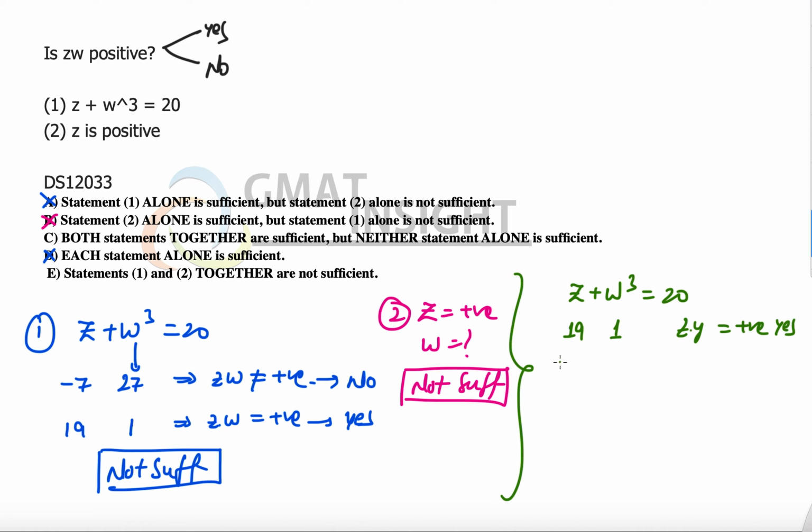But now we have to keep Z positive and we try to bring W negative, because our job is always to bring in uncertainty if that exists. So is there the possibility that Z is positive and W is negative? Then the answer is certainly yes. What if I take W to be minus 1? Then minus 1 cube will be minus 1, and in that case Z has to be 21, because 21 plus minus 1 will be 20, and in that case Z into W will not be positive, and therefore the answer to the question is now once again inconsistent, which is sometimes yes, sometimes no.